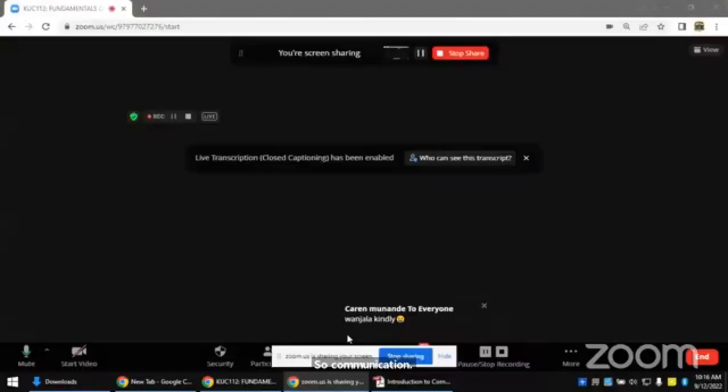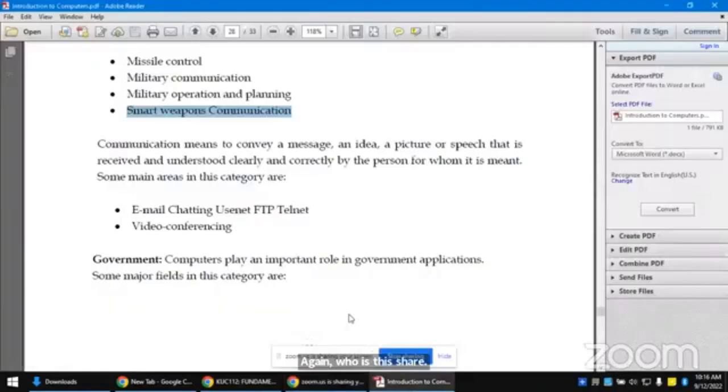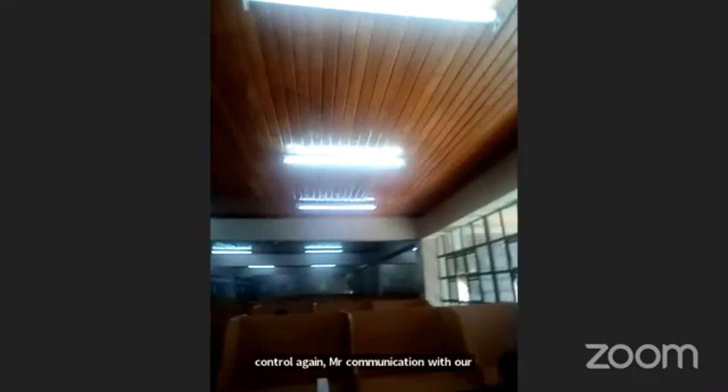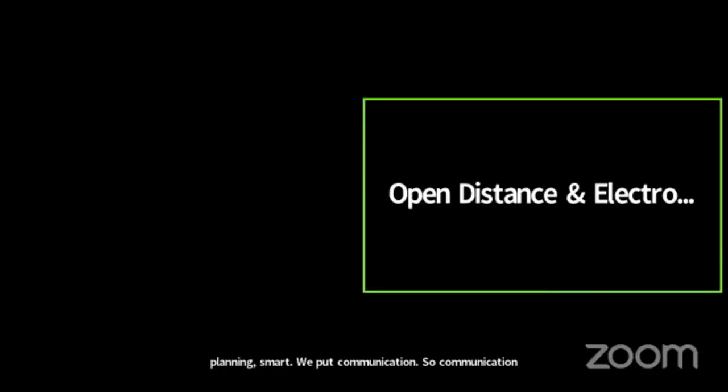So, as we said, in the military, computers are used for missile control, military communication, military operation and planning, smart weapon communication. So communication means to convey a message, an idea.